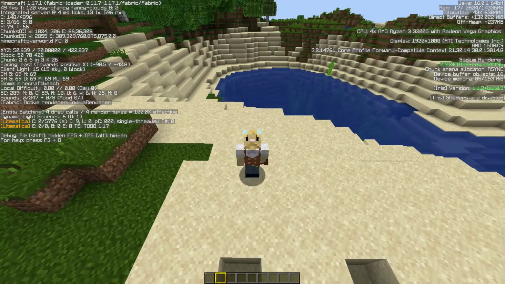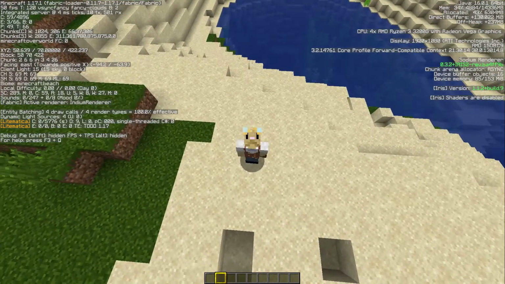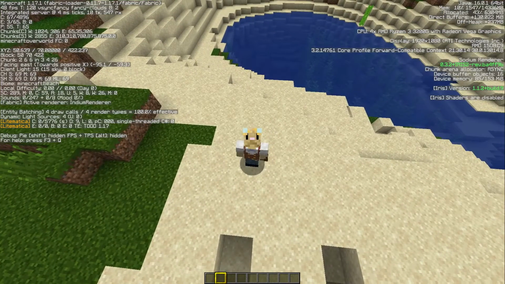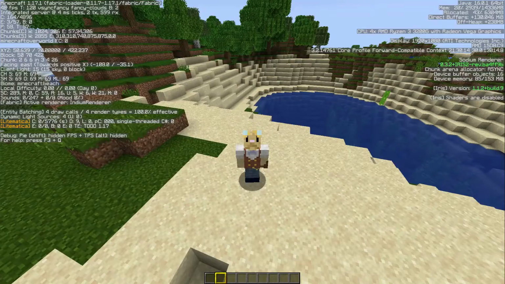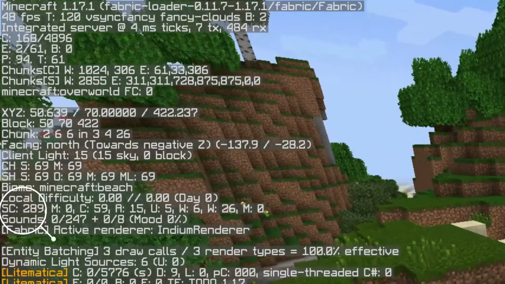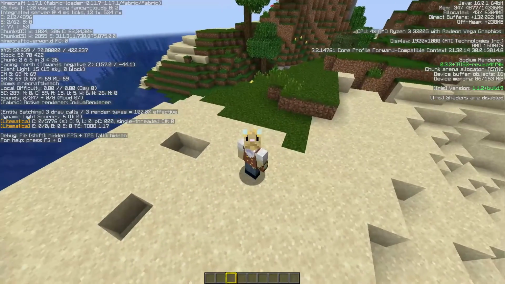Now the first number is the light level where the player's feet are. The second number is the amount of light from the sky at the block the player's feet are in. Biome does what it says on the tin, it shows the player which biome they're in. Now if you look underneath local difficulty you'll see SC, and that shows the total amount of mob spawning chunks.